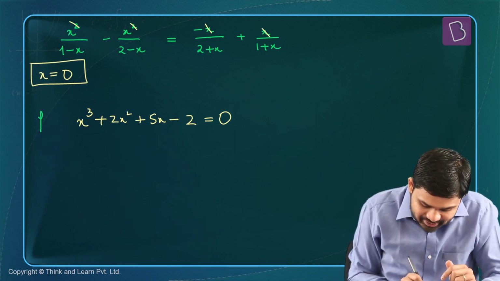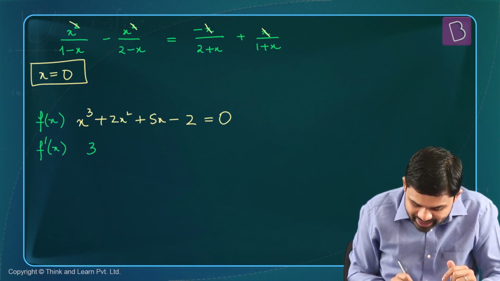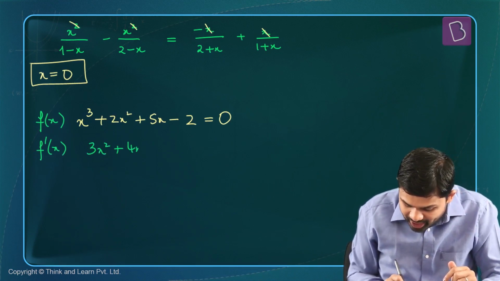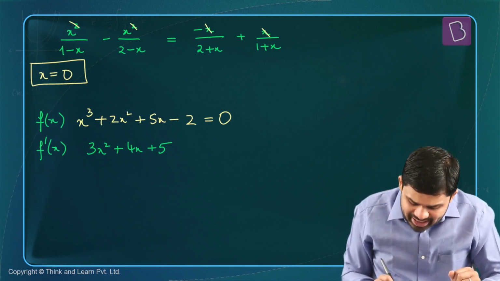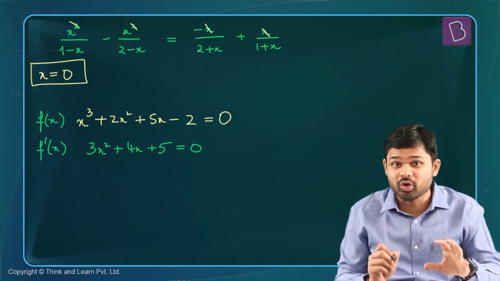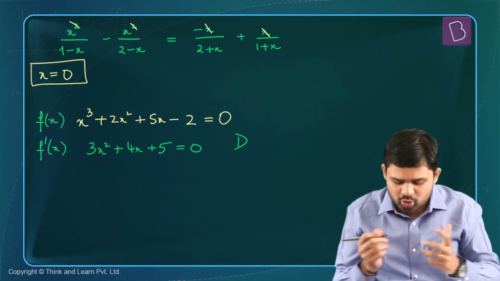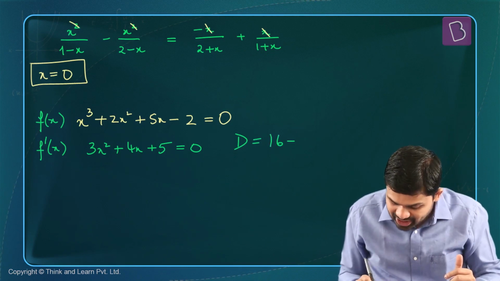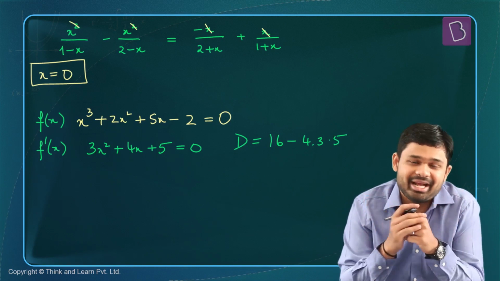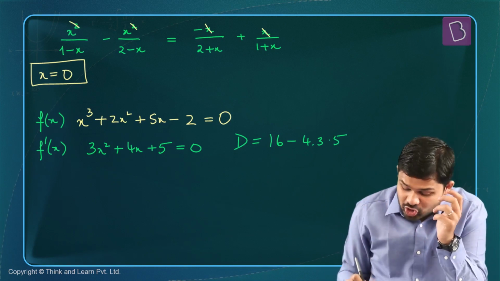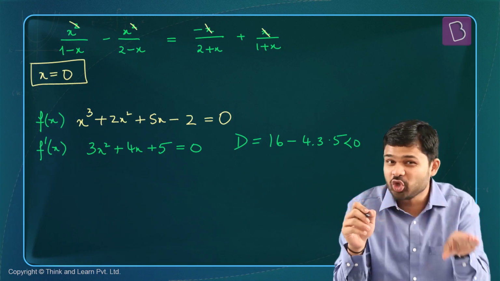So if I take this as my function f of x, and differentiate f of x, what will I get? I get 3x square plus 4x plus 5. It's a quadratic expression, and if I equate this to 0, then you have a quadratic equation. And what is the discriminant of this quadratic equation? Well, it is 16 minus 4 times 3 times 5. Well, 4 times 3 times 5 is definitely greater than 16. So the discriminant of this is less than 0, which means this quadratic has no real roots.